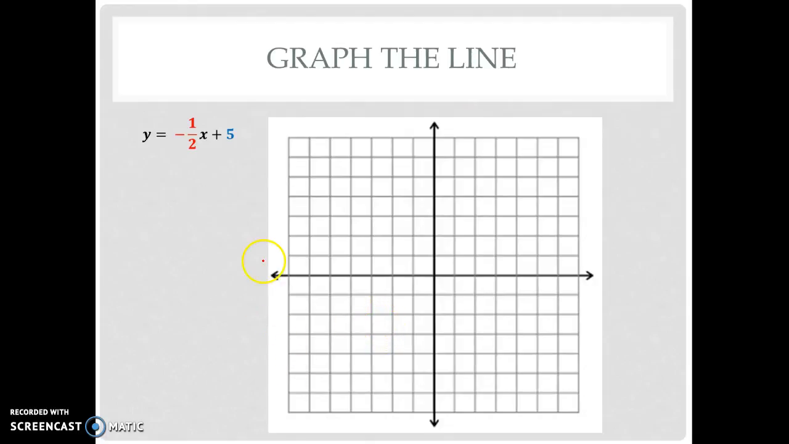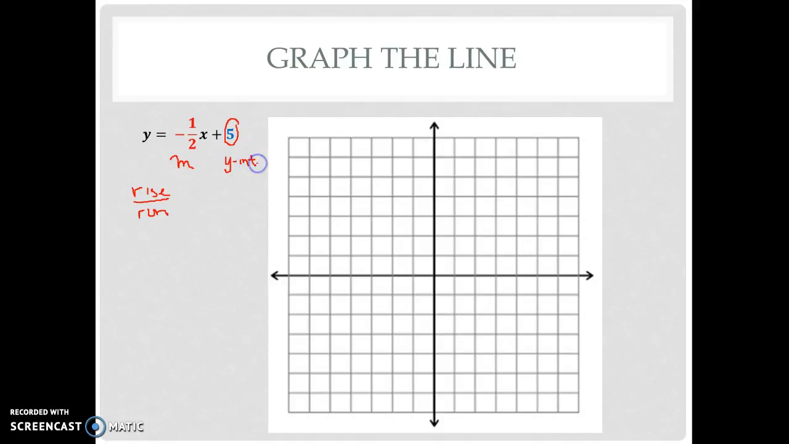The next task would be to graph this line. So again, this is actually in slope-intercept form. That means this is our slope right here, our m value. That tells us the steepness. This is rise over run. And remember that 5, this is our y-intercept.